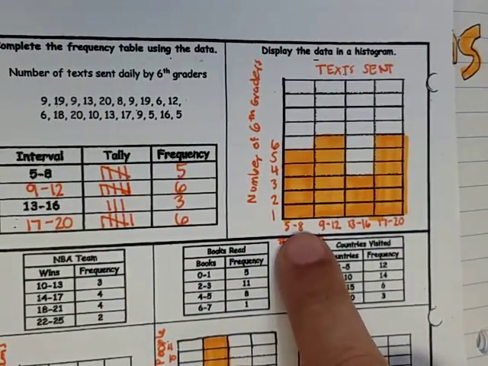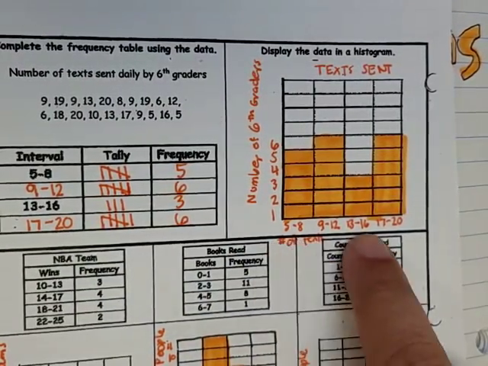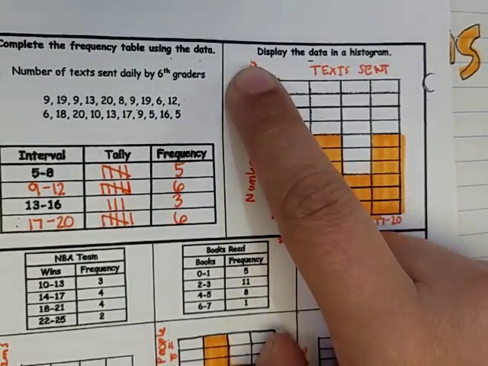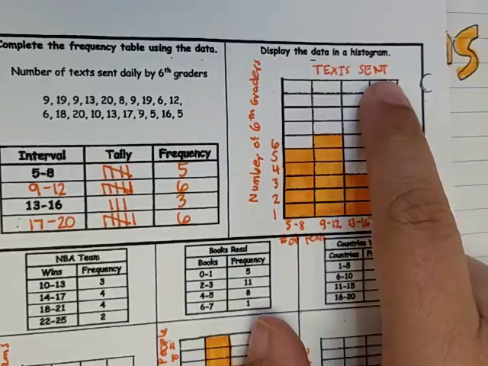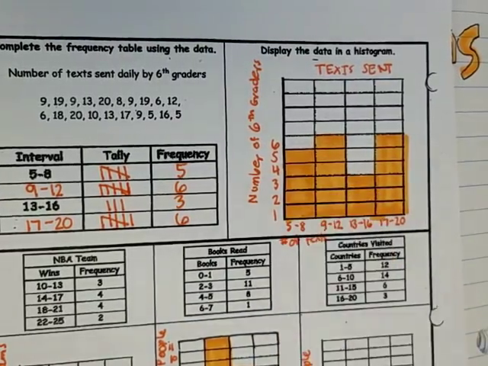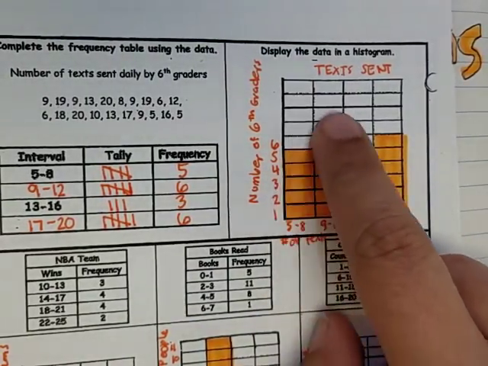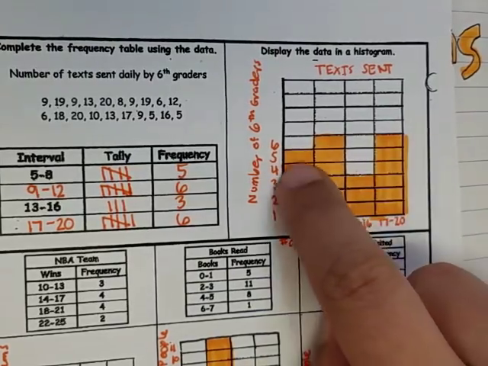Then I titled my x-axis with my intervals, and I titled my y-axis with the number of frequencies, and I titled the top with text sent, and then I filled in my information. And this looks kind of bimodal. There's one mode, there's two modes, so bimodal.